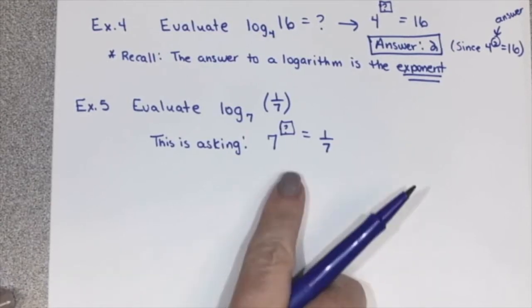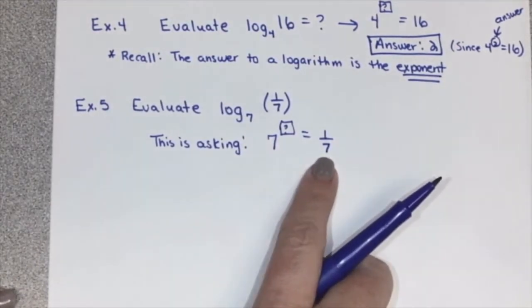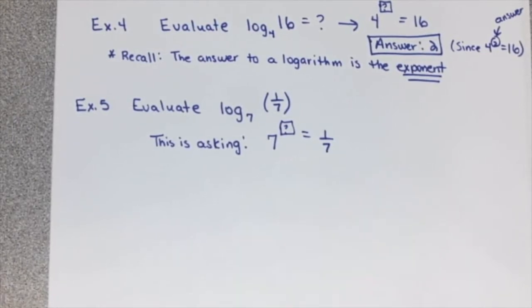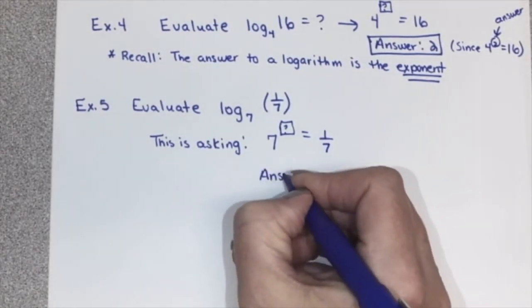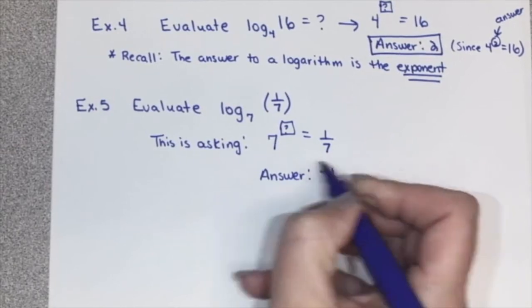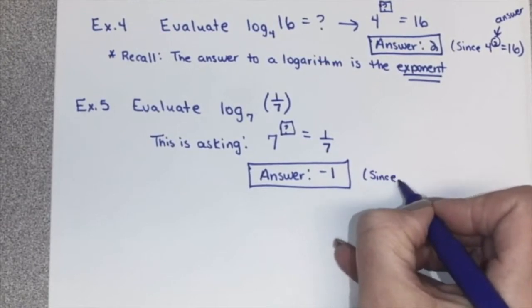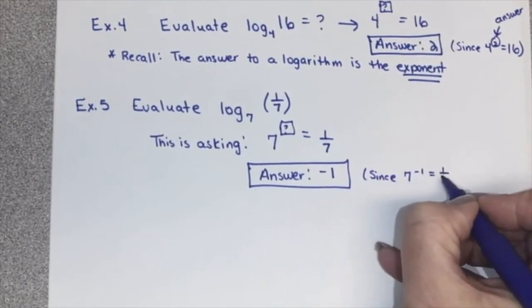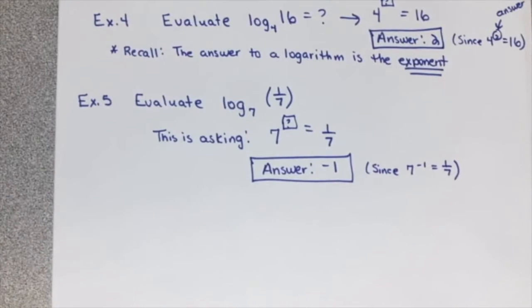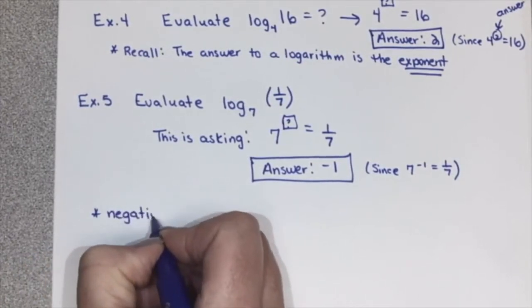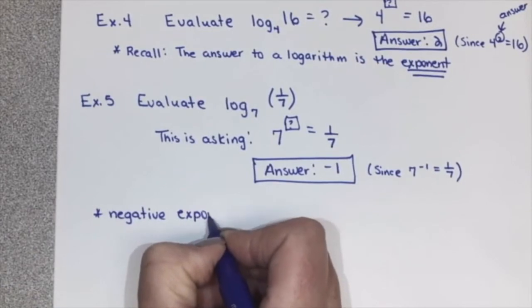Negatives, okay? So let's just pretend like this were regular 7, right? What would you raise 7 to give you 7 as an answer? It'd be first power, right? But because it's 1/7, what will actually be the answer then? Not 1, but what? -1? Okay, so the answer is -1 since 7 to the -1 power equals 1/7. Okay, so maybe you need to rewrite that, but remember that negative exponents indicate that we have fractions.